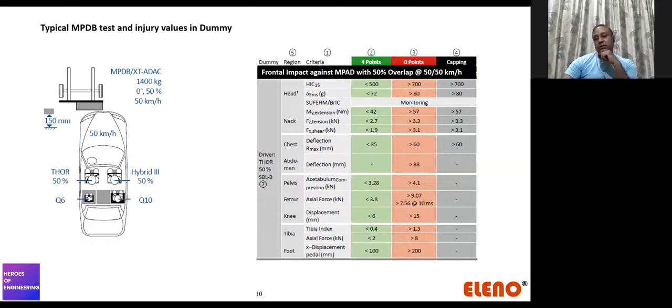Actually, vehicle pulse, as I told, the major play is the delta V. You try to reduce the delta V, the difference in velocity, as much as possible. And on the other side, you have to make your body strong enough. The pulse is calculated from the car. So it's not like we are applying the pulse. You have seen in my last presentation, in this MPDB test, we are applying the initial velocity. Correct.